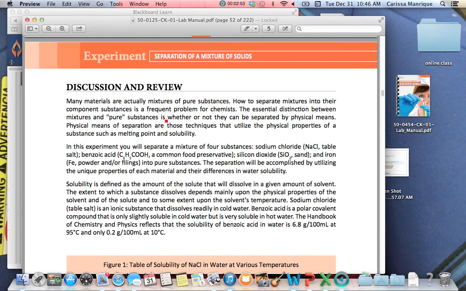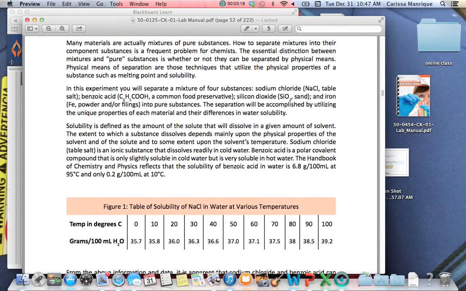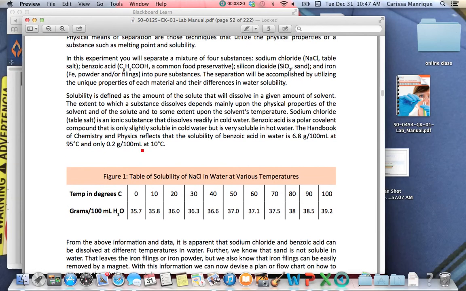Okay, so we're going to be separating a few things. We're going to have water, and in here we're going to have, you see, sodium chloride, benzoic acid, silicon dioxide, and iron powder. We're going to separate all of those, and this is going to be based on solubility. Solubility is the extent at which you can dissolve in water, basically. So how much can you dissolve in water?